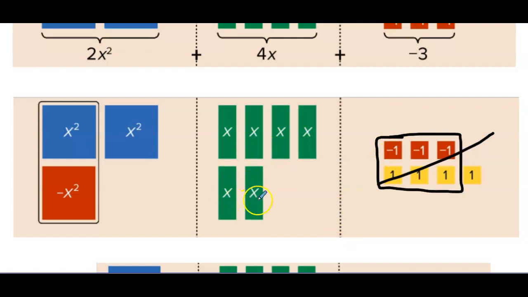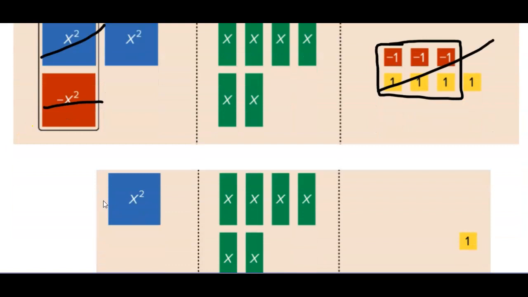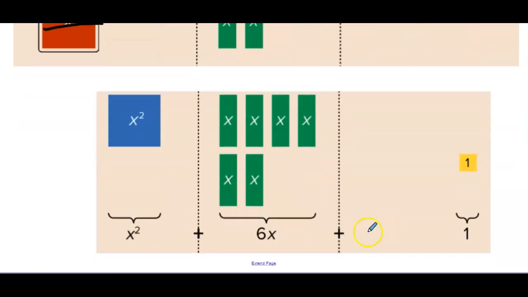Here we're just adding 2 more x's, and then here these two are going to cancel each other out as well. So at the end of it, we have x squared, and then there are 6 x's here in green, and then just a 1 constant left over. So we would say that this is x squared plus 6x plus 1. And I'll be going over multiple examples with Algebra Tiles the next time that you see me in class.